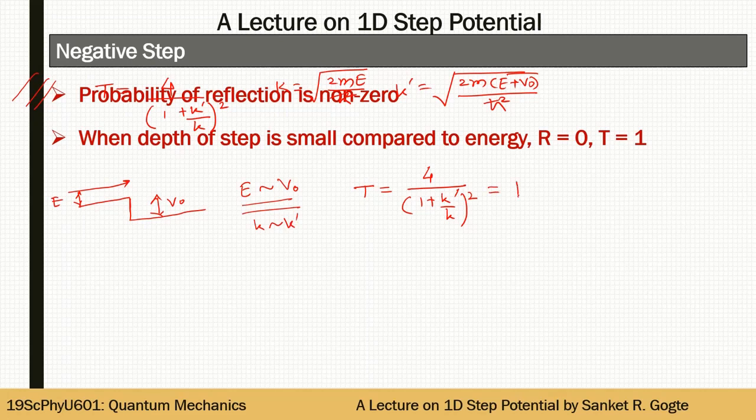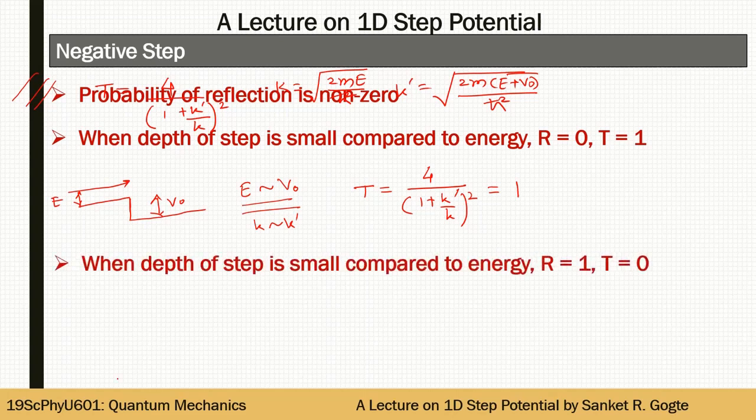So when the energy and the depth of the well are comparable, which is similar to saying that the well is not very large as compared to the energy, then the probability of transmission is more. But if we consider the second case, when the depth of the well is large as compared to the total energy, then we have the reverse situation, and then T is equal to 0, whereas R is equal to 1.